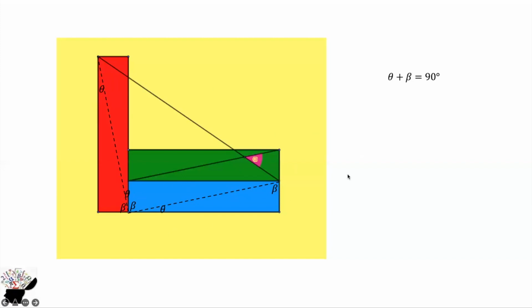Now, how can we find this angle here? They are parallel to each other, right? And if this side is 45, this side is supposed to be 45. Why? Because they are alternate angles. So it means that alpha is 45 degrees. And that is the answer. I hope you got it correct.